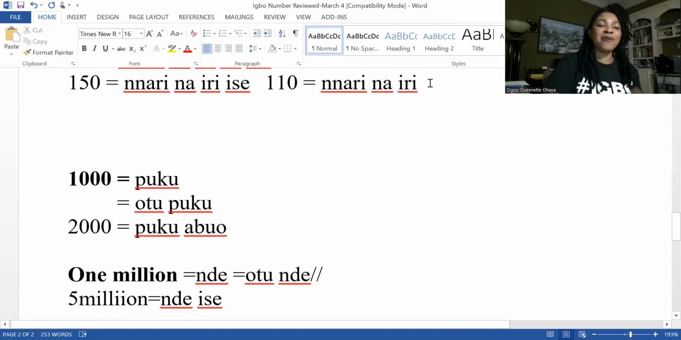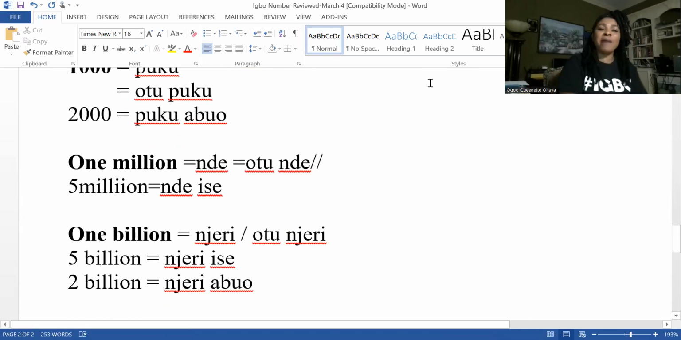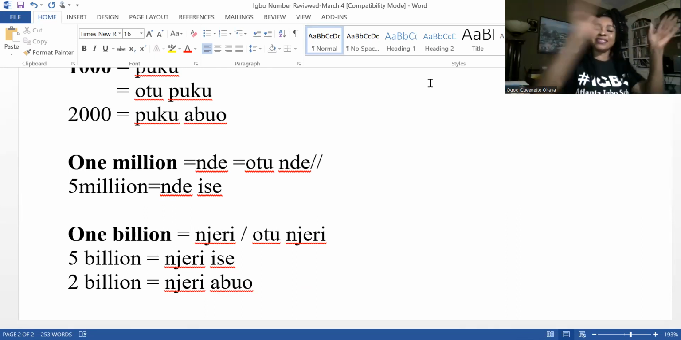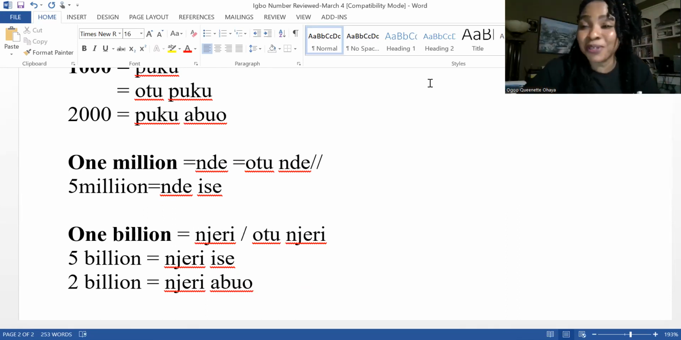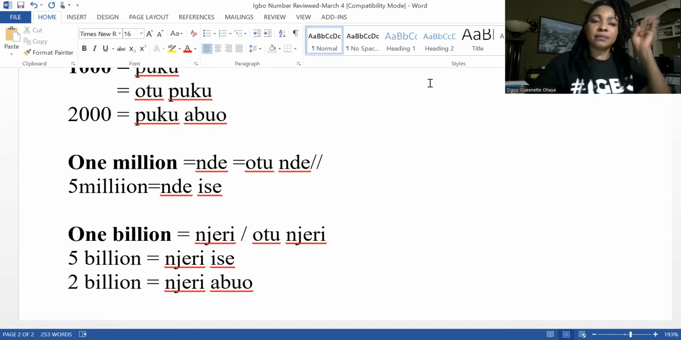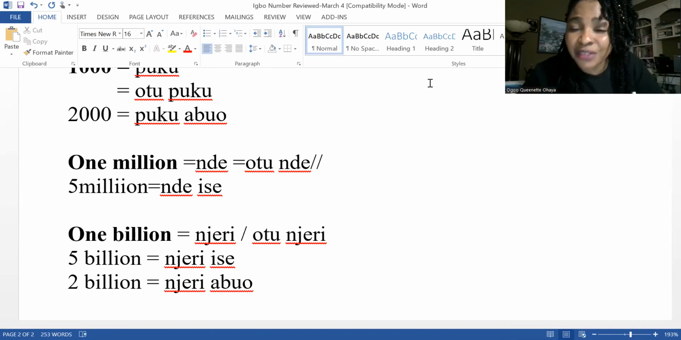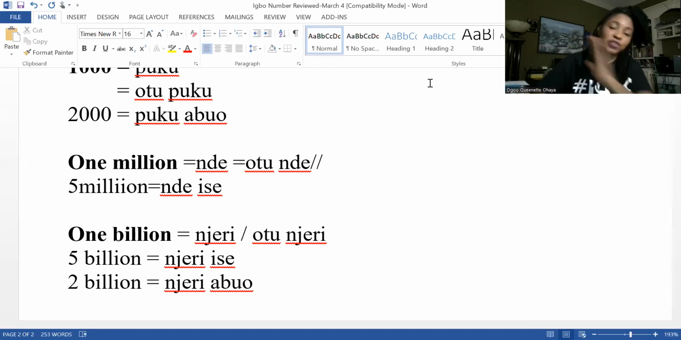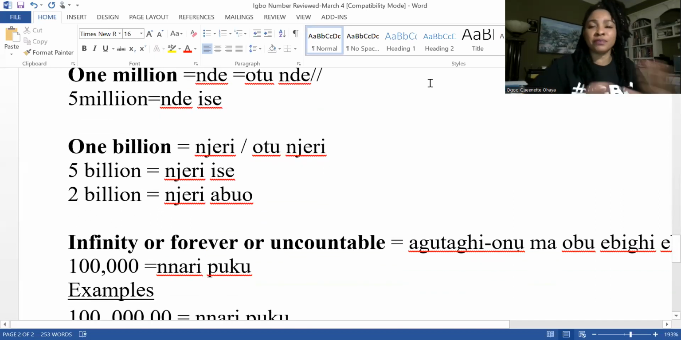All right. Now you pass puku, which is 1,000. 1 million is nde. Then you keep going. Nde na otu. Nde na abo. Nde na ato. So you need to know your numbers. Know 1 to 10 first, then 1 to 20. Then you know 100, nare. 1,000, puku. 1 million, nde. 1 billion, njeri. Just know them first, okay? Then uncountable. So I want you to know all the way to billion for now.